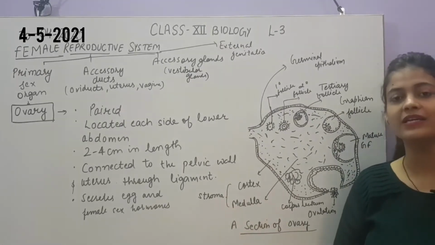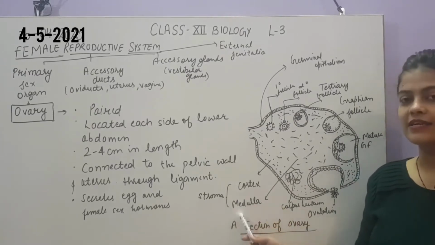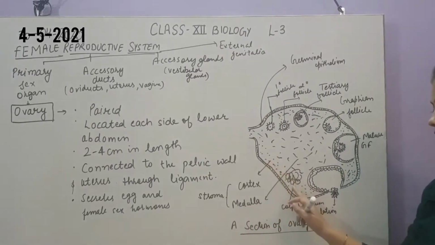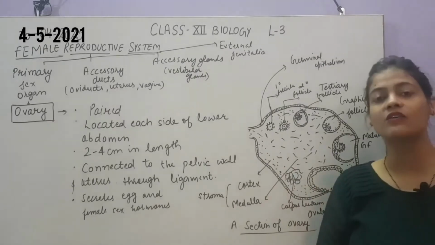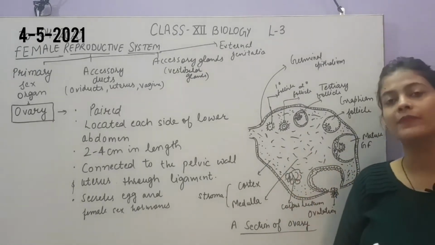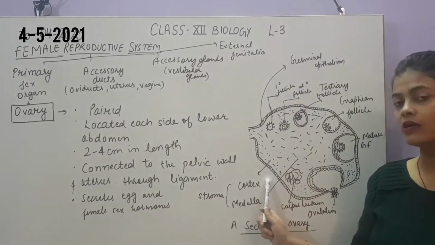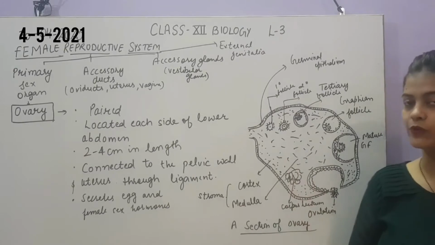It is called ovarian stroma. It is divided into outer cortex and inner medulla. So the outer layer, you can see here the dotted one is the cortex part, and the inner portion is called medulla. Okay. So it is called ovarian stroma, the outer one is called cortex and the inner is called medulla.